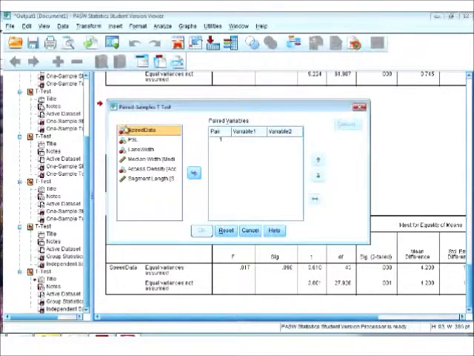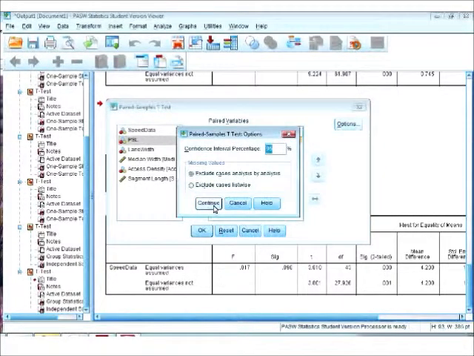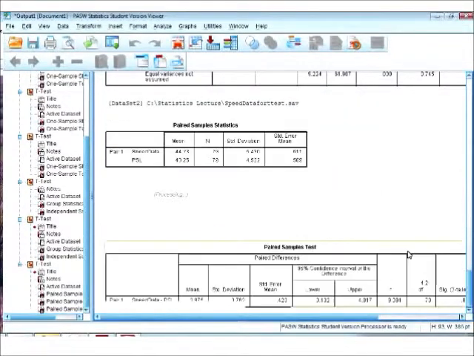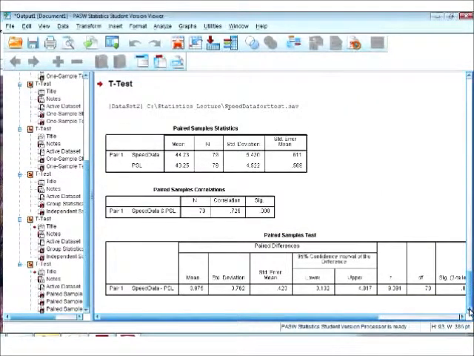So here let's assume that speed data, this first variable, is our variable number 1, and posted speed limit is our variable number 2. Let's assume that this was the speed of the vehicles before we made any improvement on the roadways, and this was the speed of the vehicles after we made the improvement. So let's see: did our methodology, did our treatment have any effect? Again, the option is 95%. Continue, we do okay, and let's see what we have here.